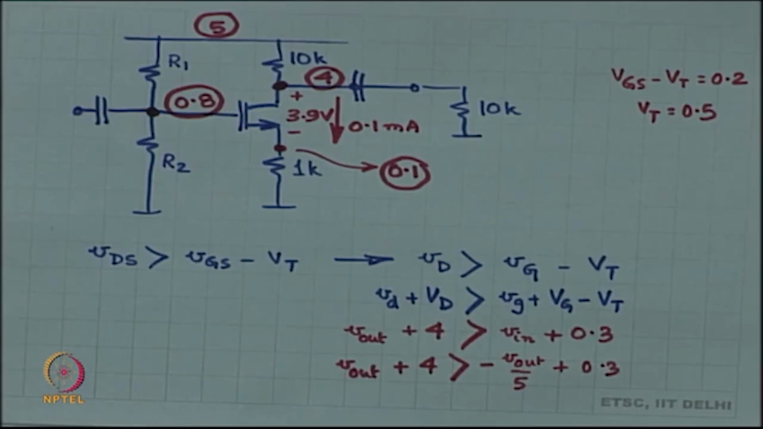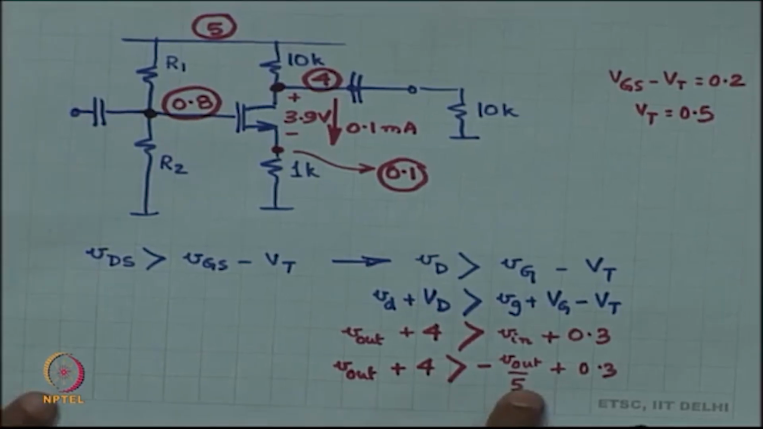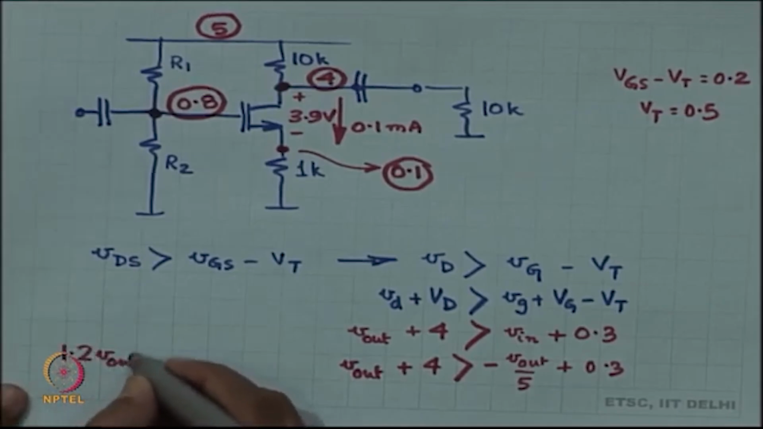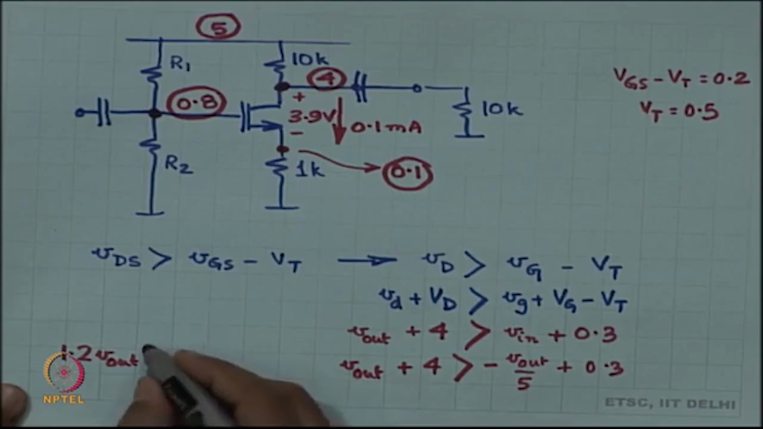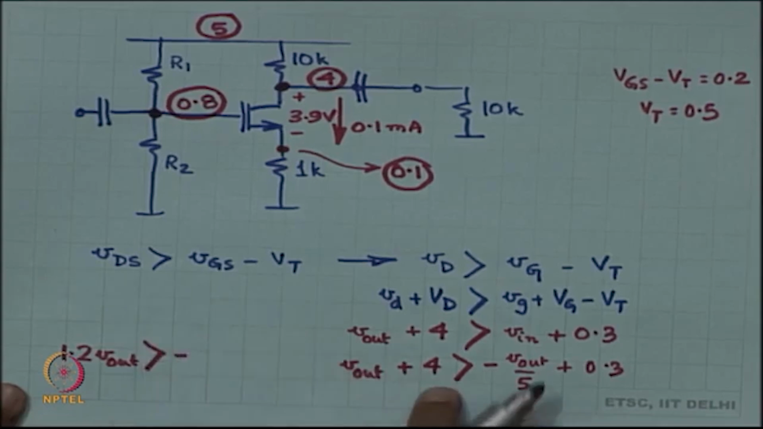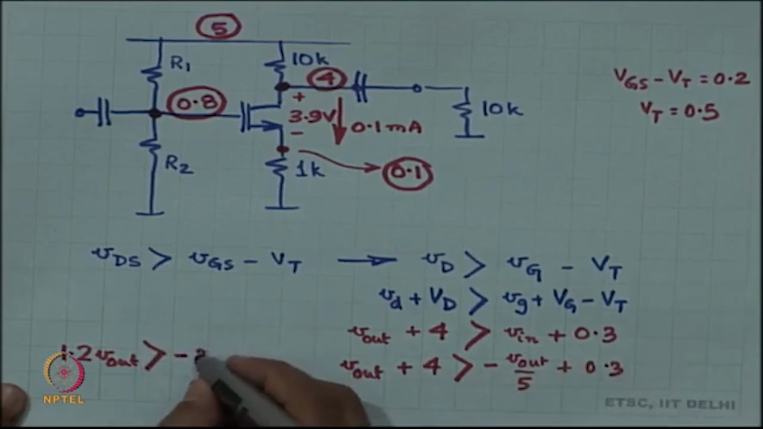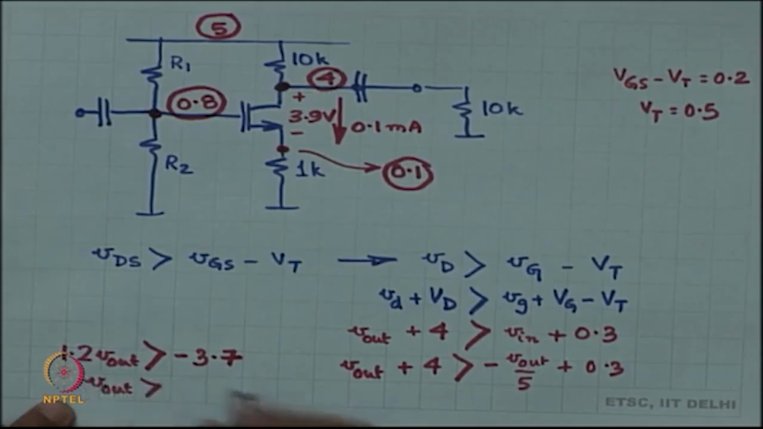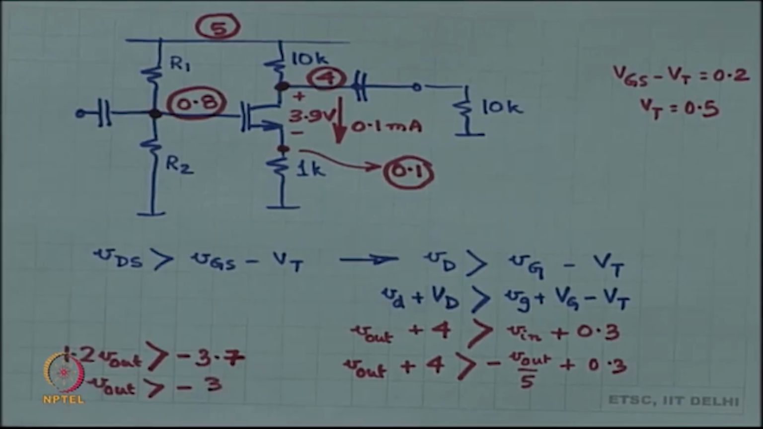So, now you put all the V outs together, what do you get? You get V out and then 0.2 times V out. So, 1.2 times V out is more than minus 3.7, or in other words V out has to be more than something like minus 3, minus 3.1.